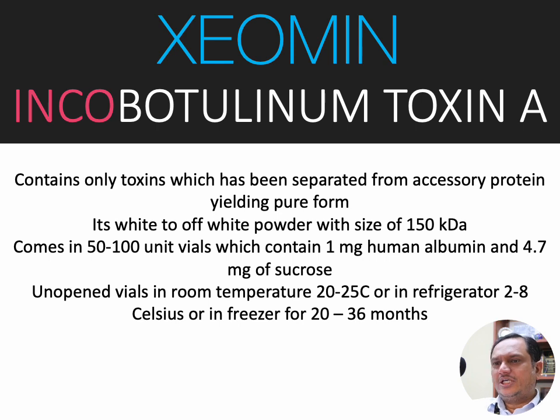Incobotulinum toxin contains only toxin. It has no accessory protein with it, so it has been completely purified, and it is now 150 kilodalton. It is also a white to off-white powder, and it comes as 50 to 100 unit vials, which contain 1 milligram human albumin and 4.7 milligram of sucrose. This unopened vial can be left at room temperature as long as the temperature is around 20 to 25 centigrade. It can also be refrigerated at 2 to 8 centigrade or even in a freezer, and then it will last even longer. Room temperature should not go above 25 centigrade. If it's a really hot room, or direct sun exposure, that might still damage it. Remember, heat will damage the disulfide bonds.